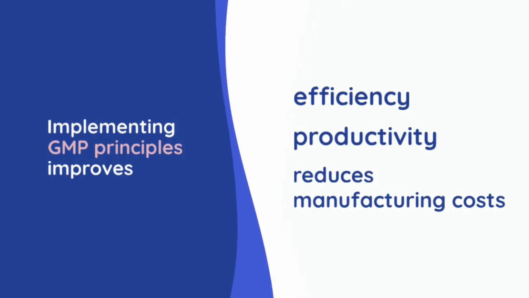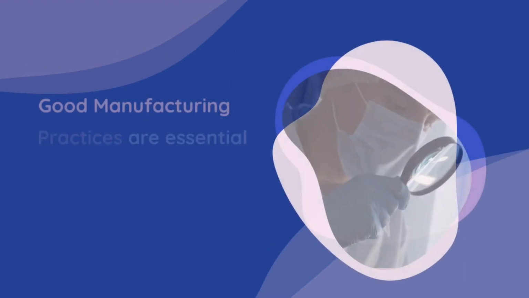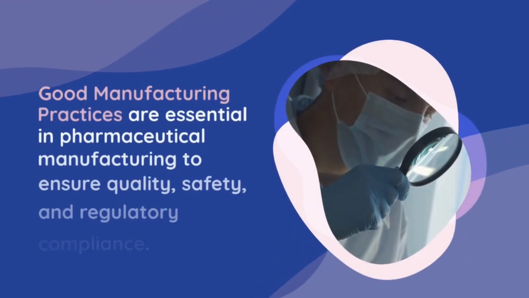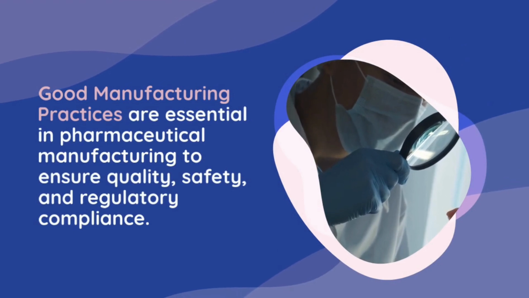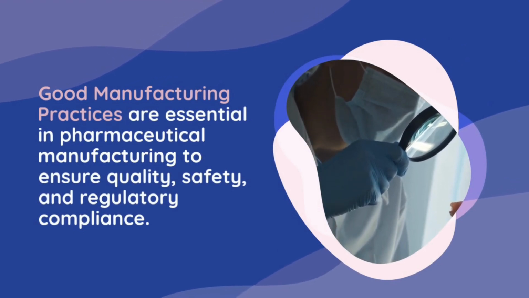5. Improve overall operational efficiency. Adhering to GMP principles can lead to improved operational efficiency in pharmaceutical manufacturing. By implementing standardized procedures, optimizing resource utilization, and minimizing errors, companies can enhance productivity and reduce manufacturing costs.